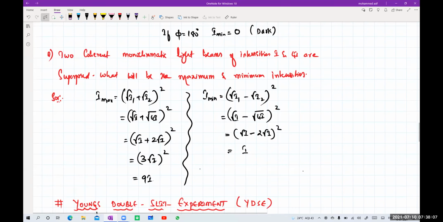See this problem. Two coherent monochromatic light beams of intensity I and 4I are superposed. What will be the maximum and minimum intensities? I max will be equal to root I1 plus root I2, whole square. So I1 is I, and I2 is nothing but how much? 4I. So we simplify it, we are getting 9I. And then I minima is equal to root I1 minus root I2, whole square. I1 is I, I2 is 4I, so it is root I minus 2 root I, so that will be equal to I. So maximum is nothing but 9I.